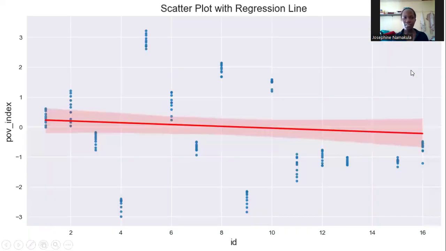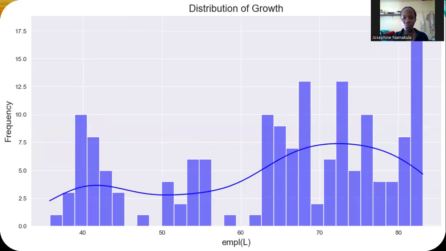So when I move to the next slide, I find a scatter plot with a reflection line in it. I also find the histogram with a KDE line in it. We can see again here, it peaked here at 40. Again, it peaked here between 70 and 80, and it went down after 80.